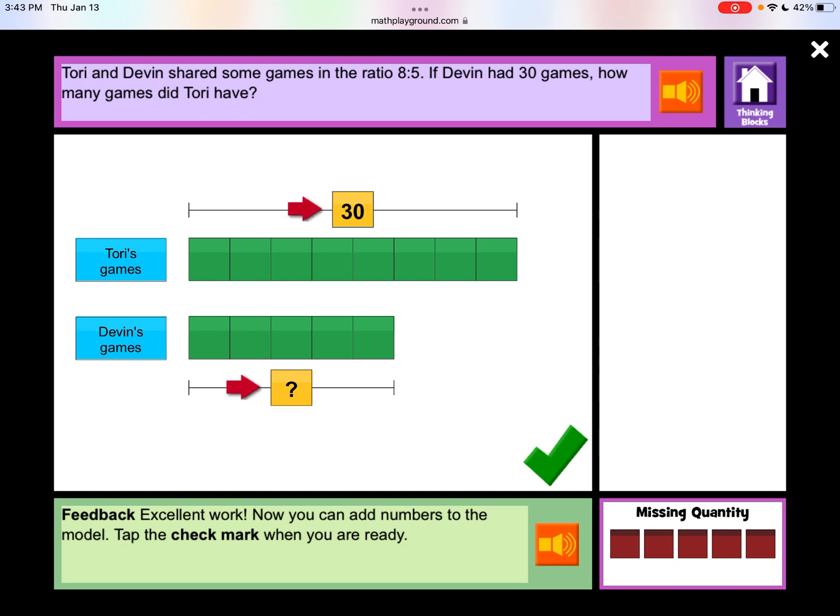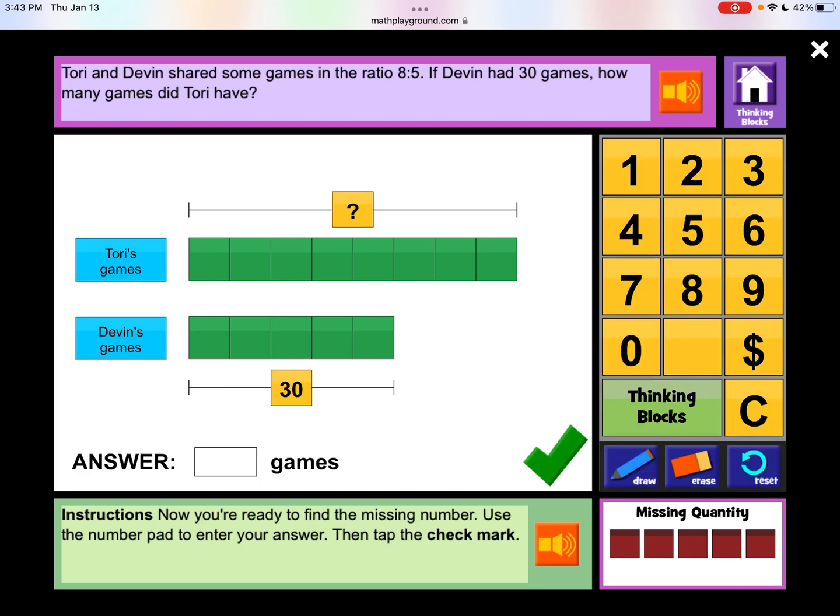Oh, something's wrong. See those red arrows? That means that something's wrong. So if I look at this 30, it was on the top, which means Tori. But if I reread the words up on the top, it says if Devin had 30 games. So the 30 shouldn't go on the top. The 30 should go on the bottom because that's where Devin is. Then I can switch them and press the green check mark.